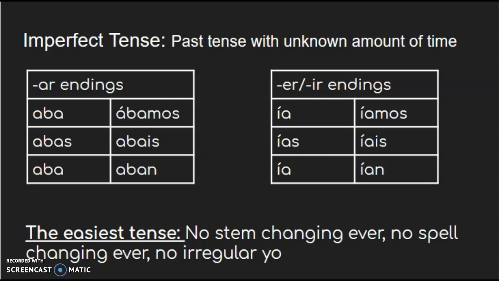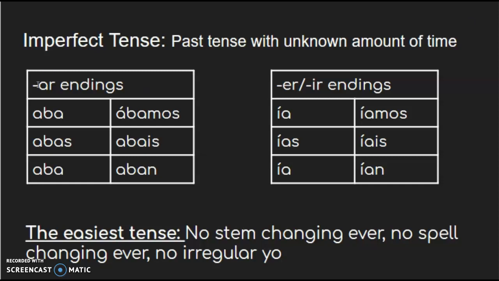Hola clase, we are going to learn an entire verb tense in about 3 minutes. So the other past tense, other than the preterite tense, is called the imperfect tense in Spanish. The preterite tense is when we know how long or when something happened, whereas the imperfect tense is an unknown amount of time.